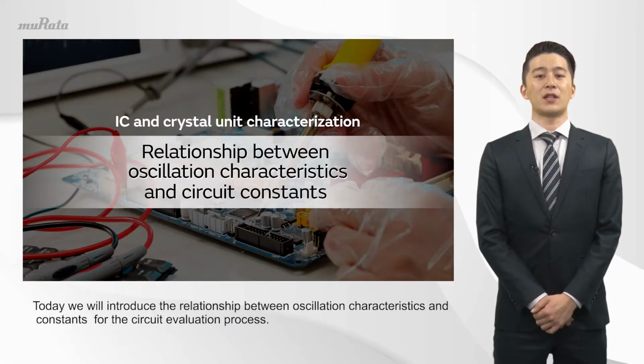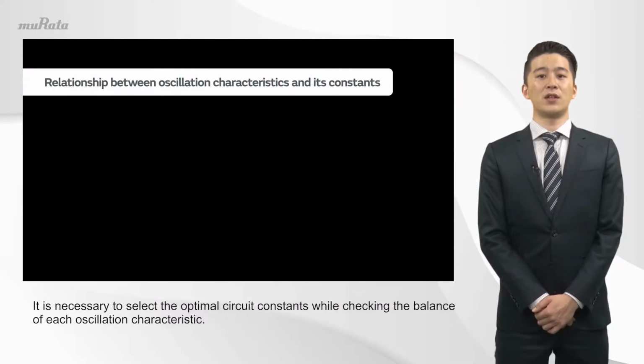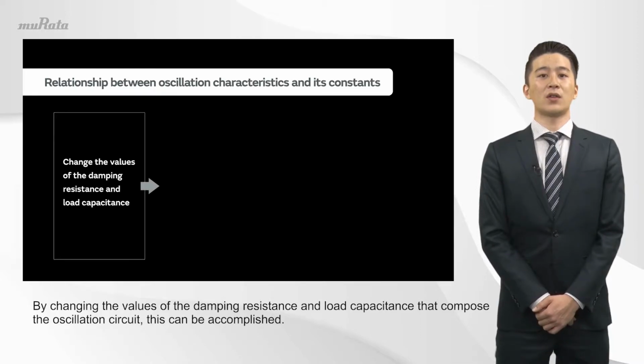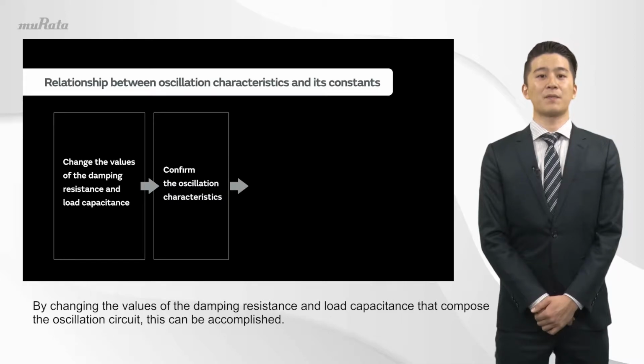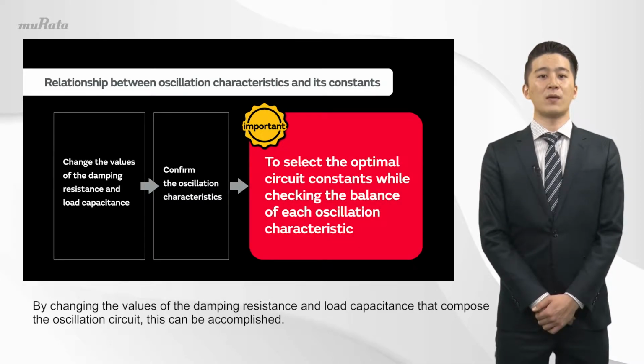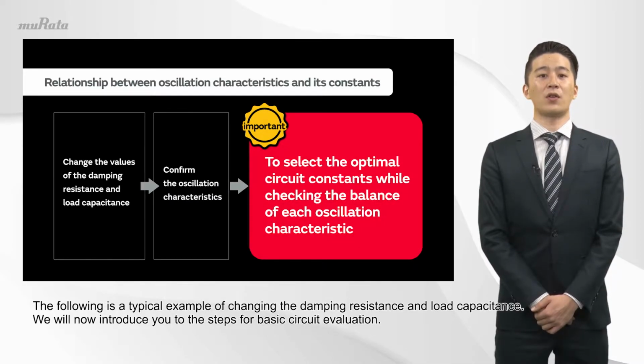Today we will introduce the relationship between oscillation characteristics and constants for the circuit evaluation process. It is necessary to select the optimal circuit constants while checking the balance of each oscillation characteristic. By changing the values of the damping resistance and load capacitance that compose the oscillation circuit, this can be accomplished. The following is a typical example of changing the damping resistance and load capacitance.